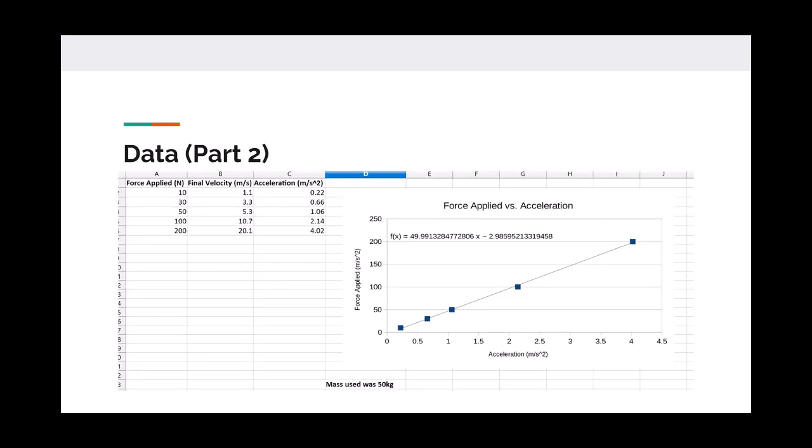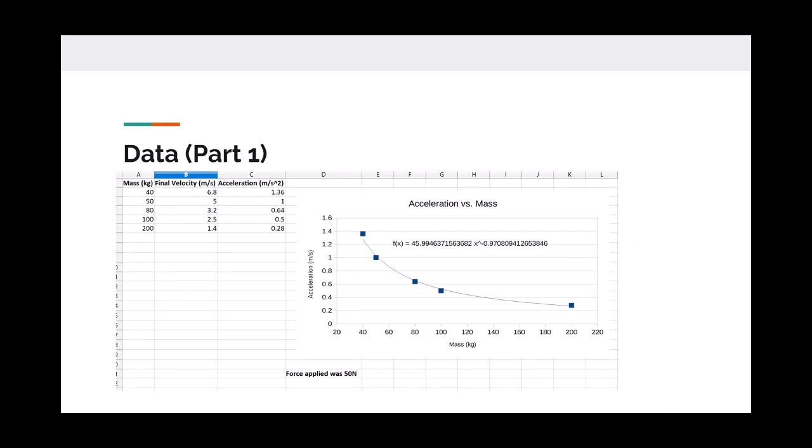For part 2 of the simulation, here is the graph and the data. Here we have the equation 49.99x minus 2.99. Although here f of x is not acceleration, f of x is force, and x is the acceleration. The reason we flip this like this is that it fits nicely with our equation at the end and still shows us the relationship between the force of f of x and the acceleration of x.